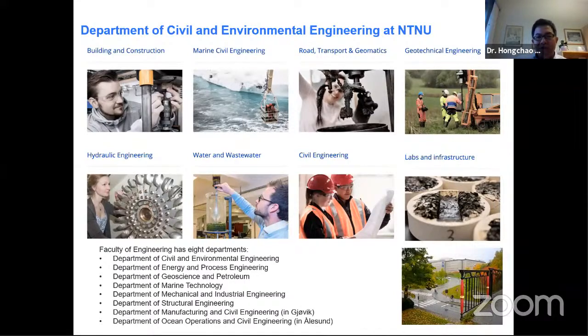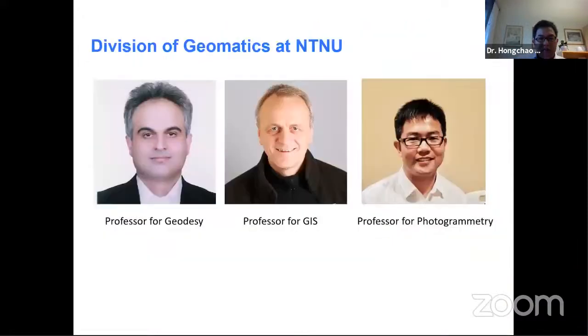Our department is actually very large. As you can see, it contains many different directions. We follow a German system, so we don't have many professors for geomatics. As you can see, we only have 3 professors. One is for geodesy, another one is for GIS, and I'm in charge of photogrammetry and 3D modeling.